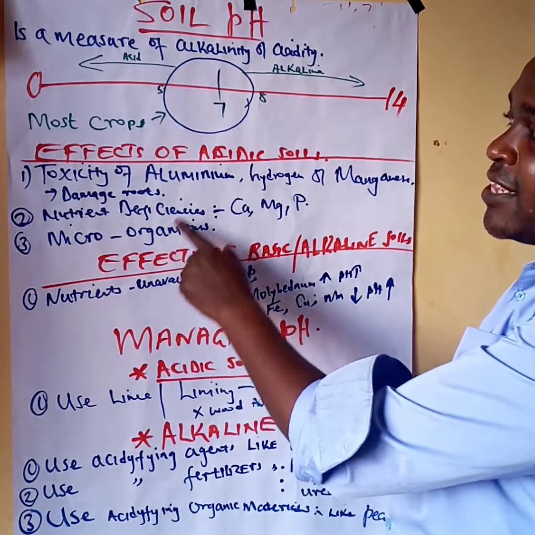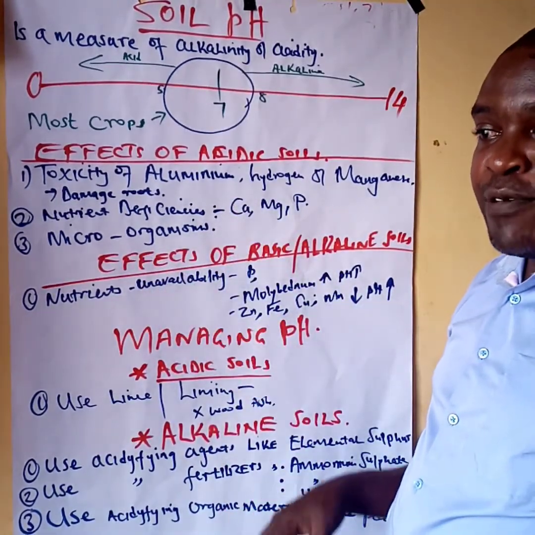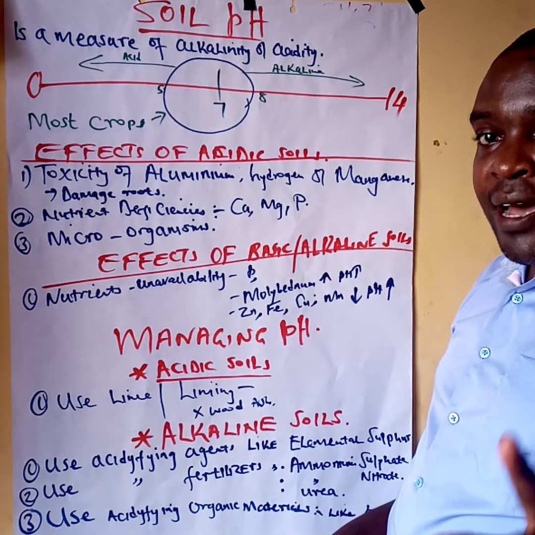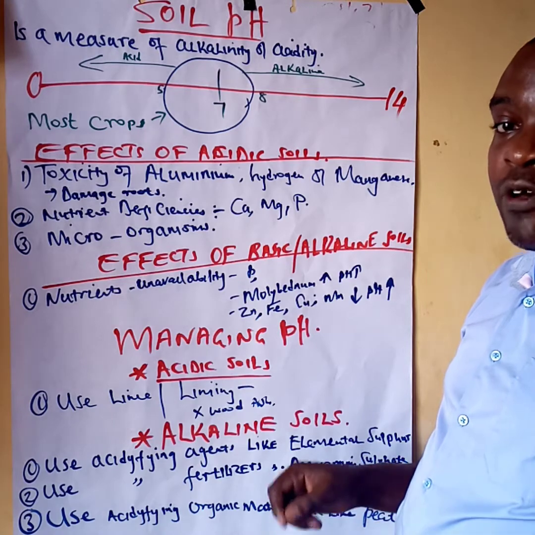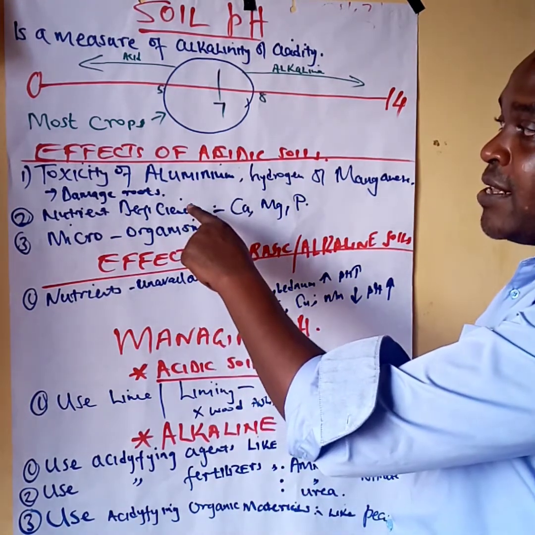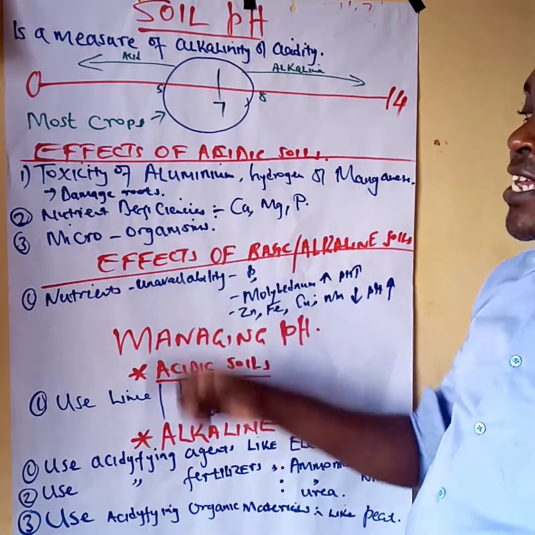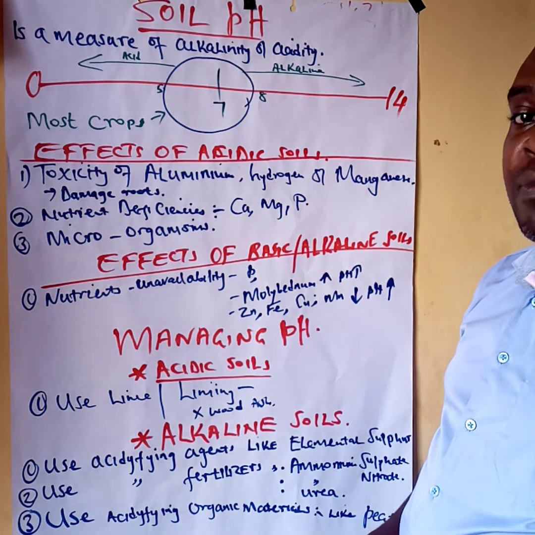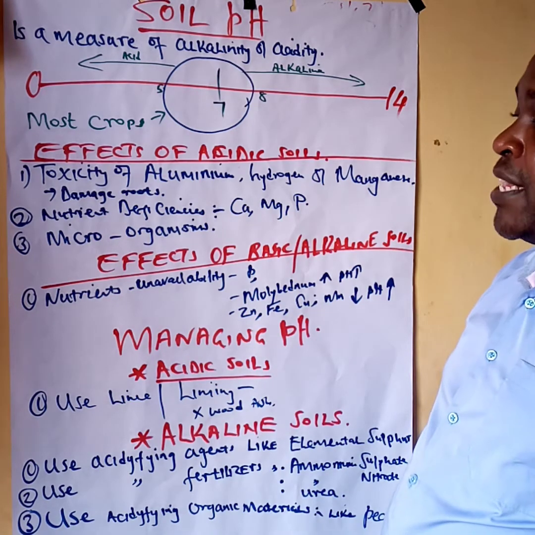Another effect of acidity is on the microorganisms. Remember we said one characteristic of the soil is the biological properties, which include the microorganisms in the soil. So if we have very high acidity, not many of the microorganisms will survive. So they are affected, and you know the role the microorganisms play, especially the beneficial microorganisms.